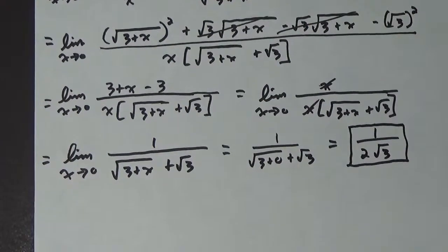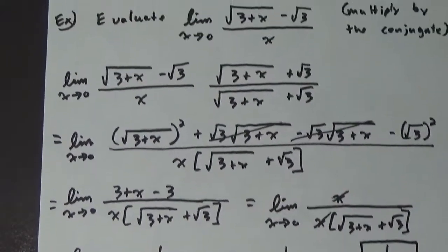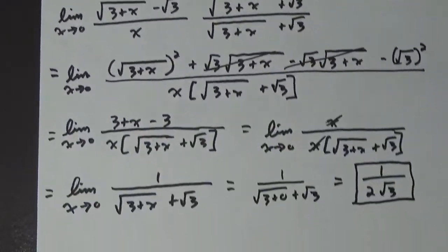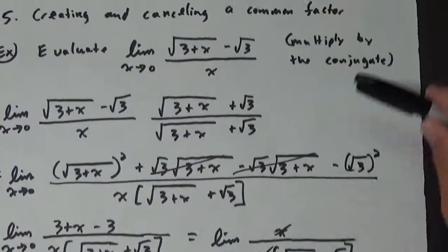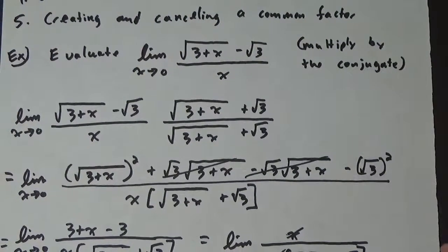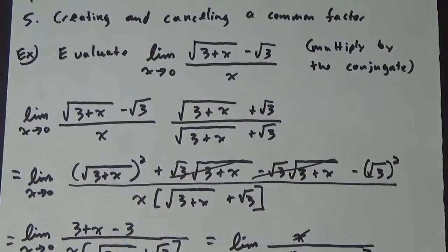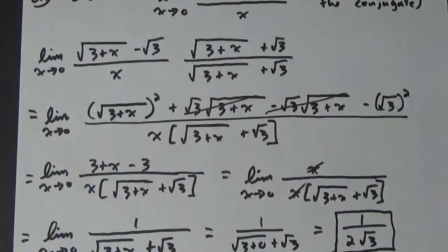So there is technique number 5, creating and canceling a common factor. The key to creating and canceling a common factor is to multiply by the conjugate, and as a hint, if you ever see radicals and you realize you can't factor it, then this is probably the technique you're going to have to use.